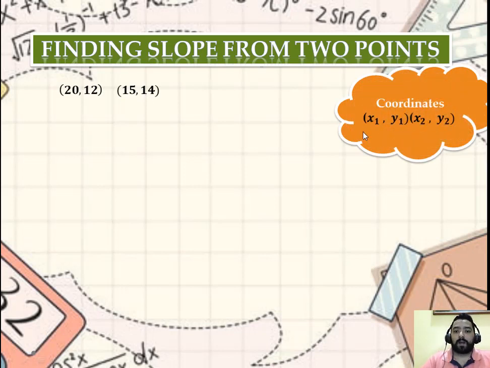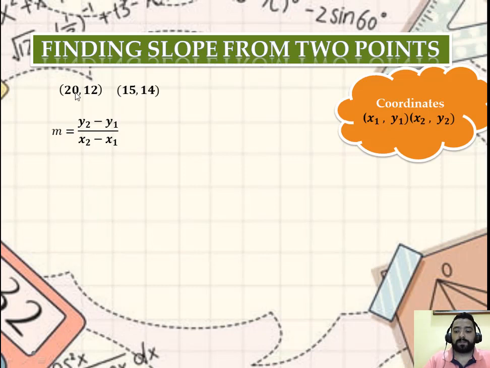Remember, first you need to identify what is x1 and what is y1, x2 and y2. Then we are going to use the formula for a slope, which is this one, y2 minus y1 over x2 minus x1. Remember, the y2 will be 14 and the y1 would be 12. x2 is equal to 15 and the x1 is equal to 20.